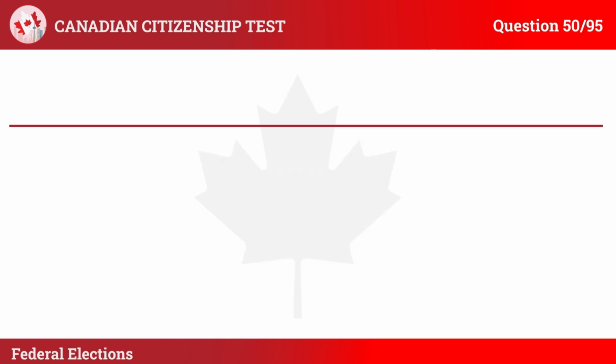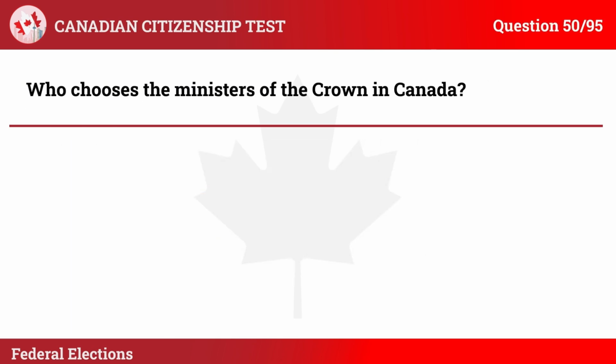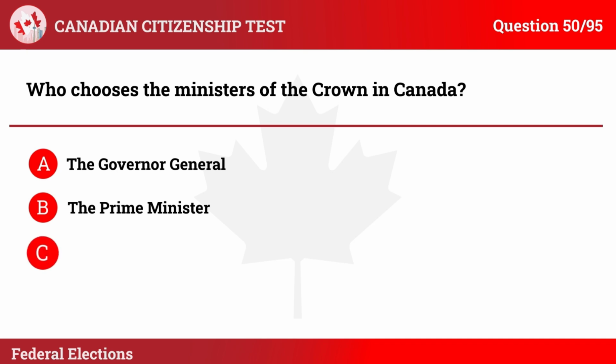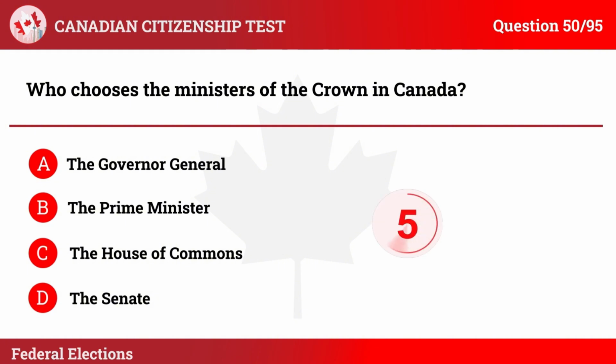Question 50. Who chooses the Ministers of the Crown in Canada? A. The Governor-General. B. The Prime Minister. C. The House of Commons. D. The Senate.